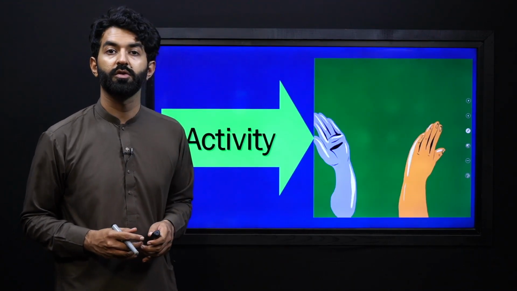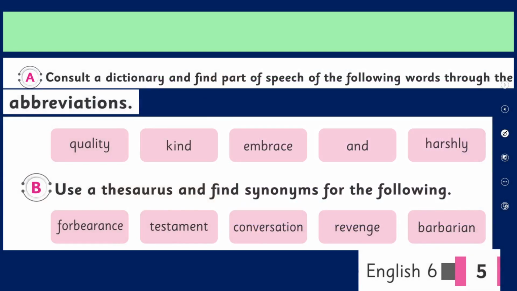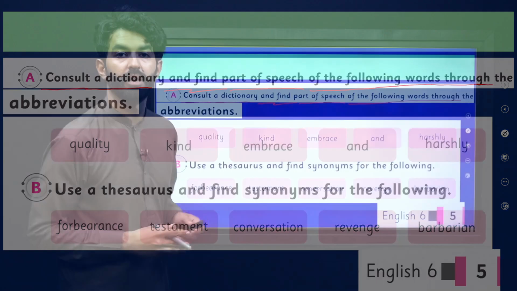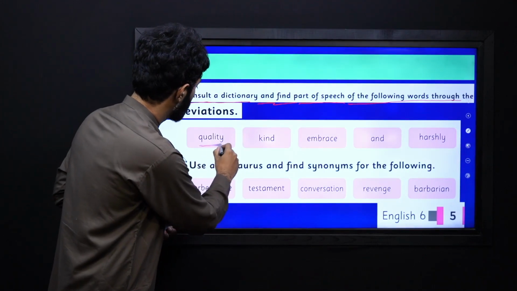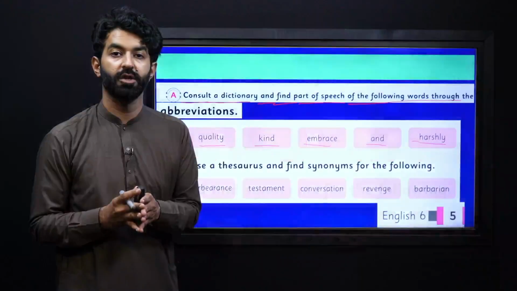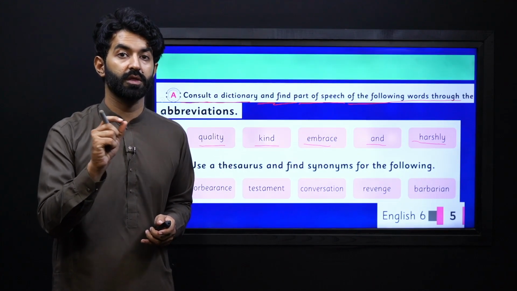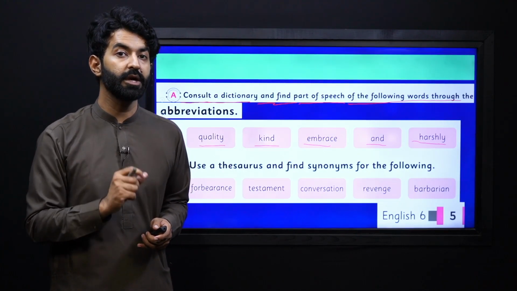We are going to do an interesting activity. Now look up your page number 5, consult a dictionary and find the part of speech of the following words through the abbreviations. The words are given here: quality, kind, embrace, and harshly. So these are the words. You have to look them up in your dictionary and identify the abbreviation with the word and identify the part of speech.